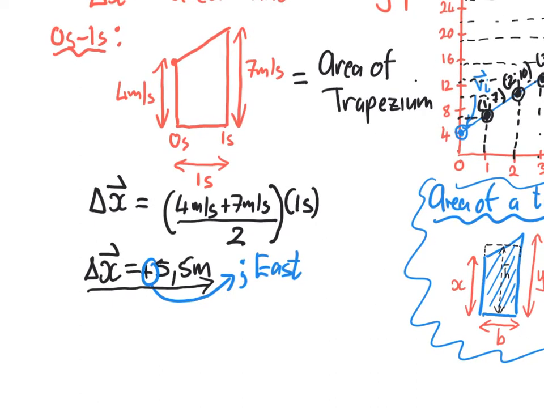So for the first area, we have that the base is 1 second, the heights are 4 meters per second on the left hand side and 7 meters per second on the right hand side of this area. So 4 plus 7 divided by 2 gives us the average height, which is 5.5, because 4 plus 7 is 11, divided by 2 is 5.5, times 1 is 5.5 meters. It's a positive area, which means that this change in position is east.